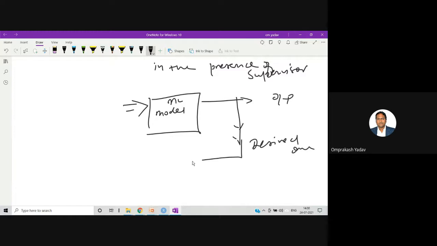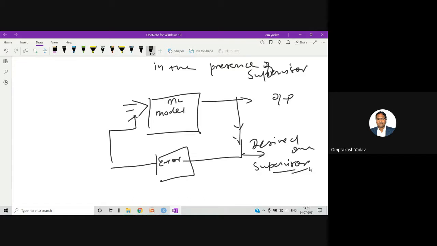If it is not the desired one, then we try to find out the error. After calculating this error, we feed it back over here. Finding this particular error will be done by the supervisor. Then until the desired output comes, some kind of changes will take place. Then it is fed to the model again, and it again produces the output. Again it is matched with the desired output, whether it is the desired output or not. Then the error will be generated.